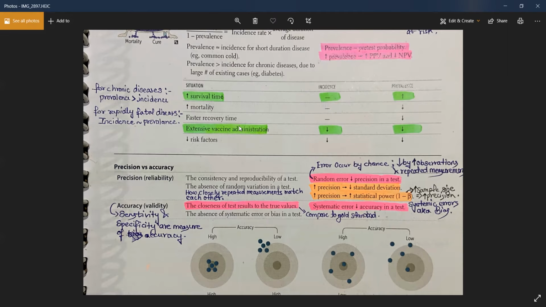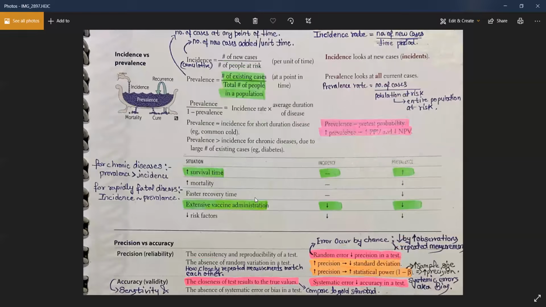So if you vaccinate the patients with the hepatitis B virus, then you can easily decrease the incidence as well as the prevalence for the hepatitis D virus, right? So note this fact. If the risk factors are decreased, then incidence must be decreased. And of course, if the incidence is decreased, then the prevalence will also be decreased. Okay, so any doubt in the incidence and prevalence?